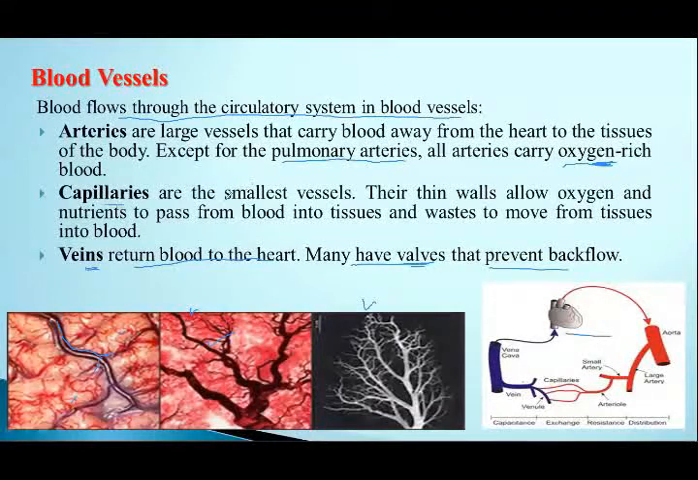So they are the smallest blood vessels that you have. And they are so thin, in fact, they are the ones which allow the exchange of materials like oxygen and nutrients, so that they can pass from the blood into the tissues. Even the waste can be removed from the tissues into the blood.